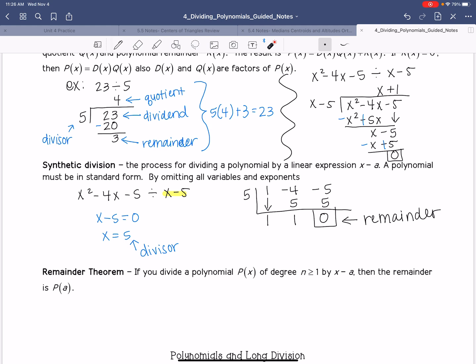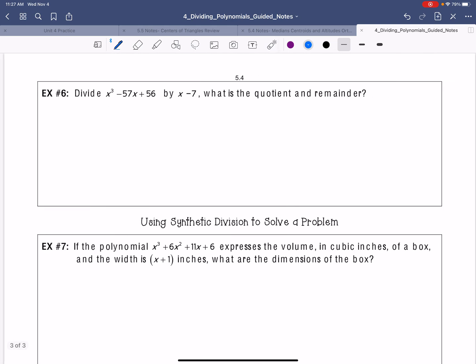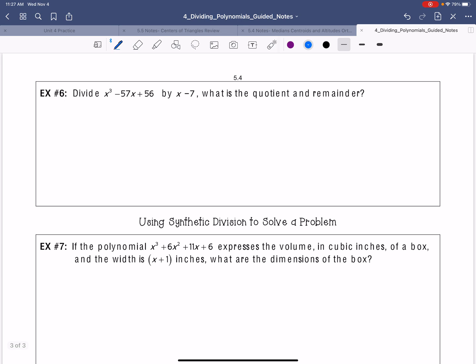If you started with a cubic, then this final answer would start with an x squared, x, constant remainder, and so on and so forth. So what this represents right here is 1 degree less than what I started with. I started with squared, so it's 1 degree less. So this is just x plus 1.